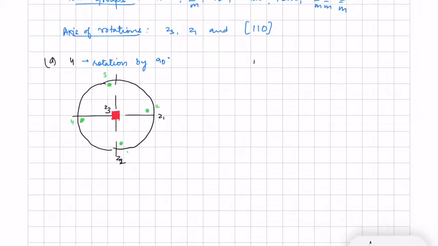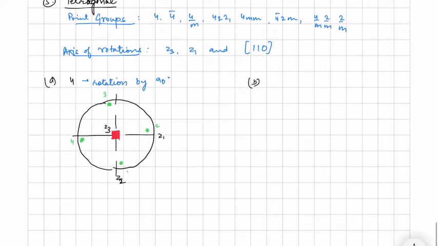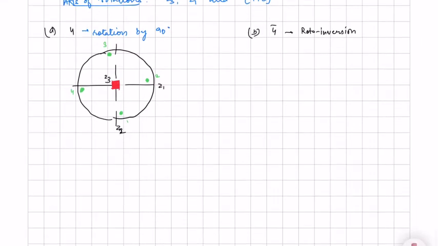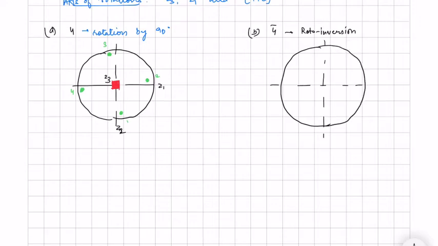Then again it coincides with point 1. So this is your 4. Next is 4 bar. That is rotoinversion. A fourfold rotation about Z3 and an inversion about origin. The symbol for a rotoinversion axis is a square with a hollow circle at the center.